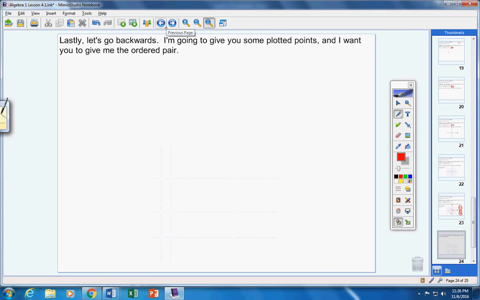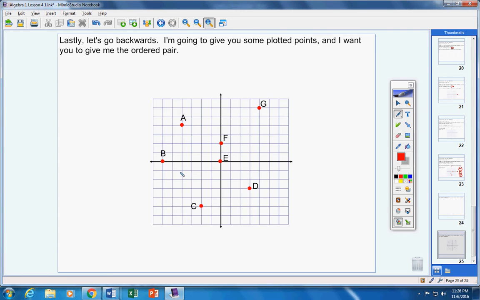Let's go backwards. I'm going to give you some plotted points, and I want you to give me the ordered pair. Now, to save time in your notes, if you don't want to actually copy down this coordinate plane, you don't have to. But in your notes, just write down A, B, C, D, E, F, and G.